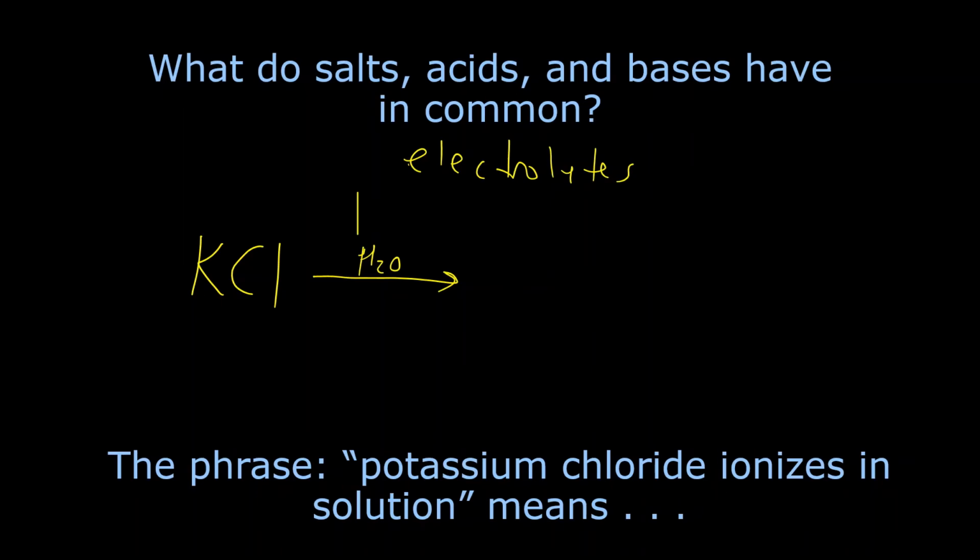We put it in a watery soup. Take some potassium chloride, a salt, and put it in water. What happens? Well, it goes into its ionic components. Potassium ions and chloride ions, very similarly to the way we saw NaCl, or table salt, sodium chloride, do its thing. So there is potassium chloride ionizing or dissociating in solution.